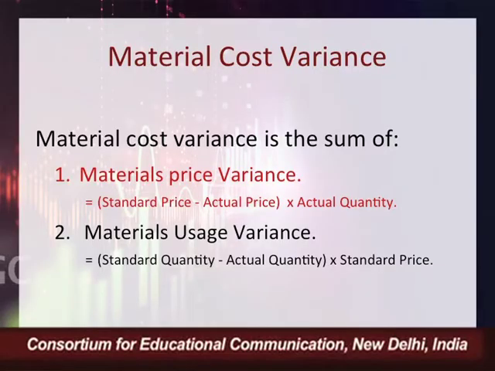Once the material price variance is calculated, the next step is to calculate material usage variance. Now, how do we calculate material usage variance? If you recall the formula of material price variance, under the bracket it was standard price minus actual price. Since we are talking about usage, we have to take the difference between the standard quantity and actual quantity, and then multiply it with the standard price, because we are dealing with the usage variance.